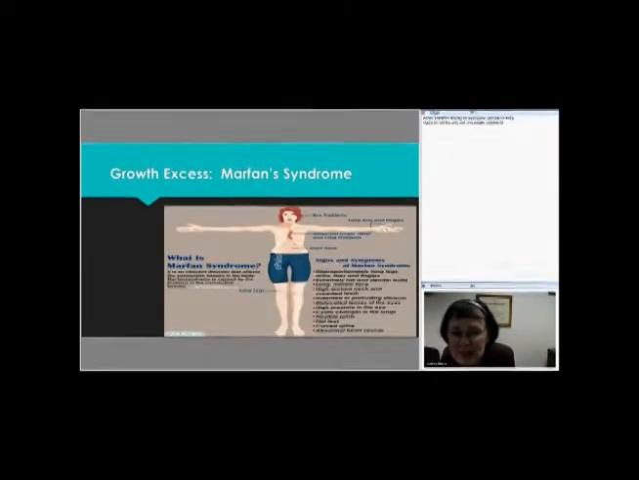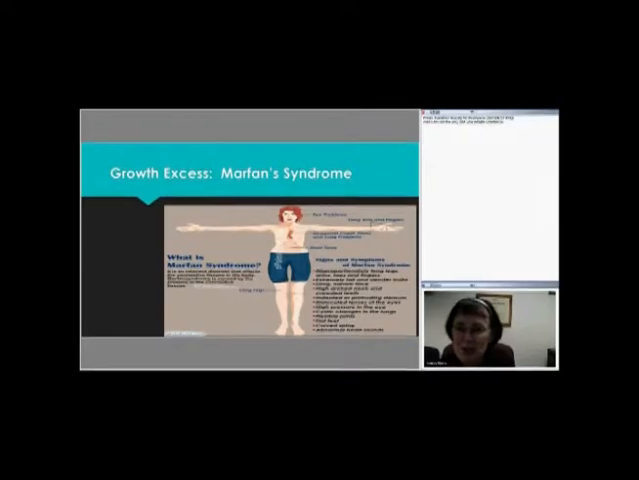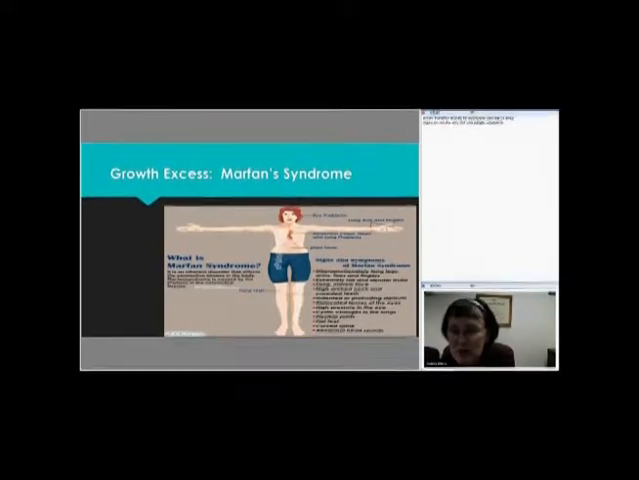Growth excess: we talked about Marfan syndrome. Abraham Lincoln had Marfan syndrome, and if they hadn't shot him, one of the problems with Marfan syndrome is the aorta stretches and it can rupture, and that's how these folks can die. Their fingers and toes and arms and legs are disproportionately long. They're extremely tall and slender, with a long, narrow face. If you look at Abraham Lincoln's picture, I think you'll see that.